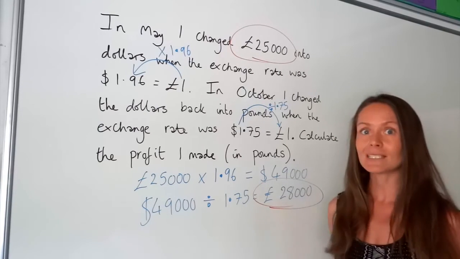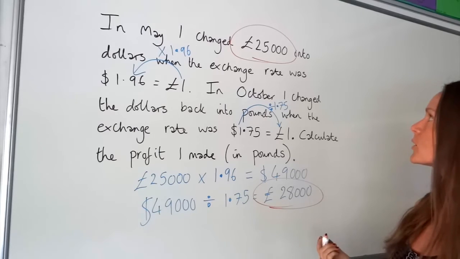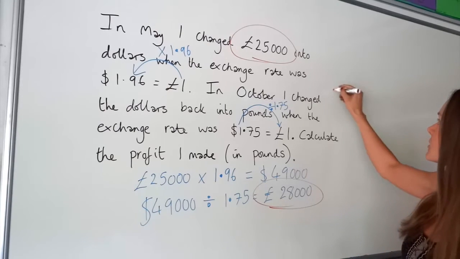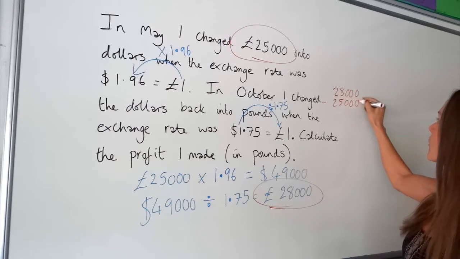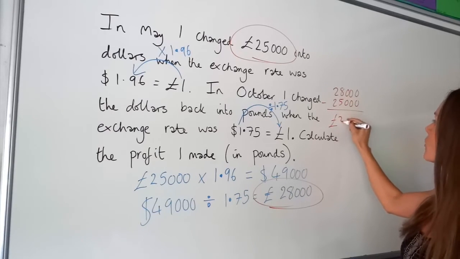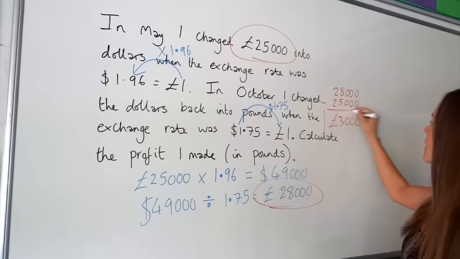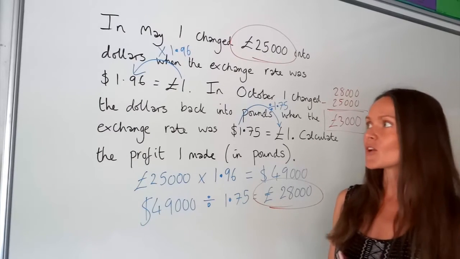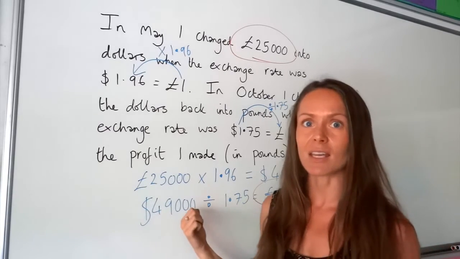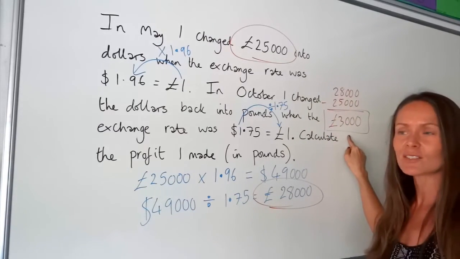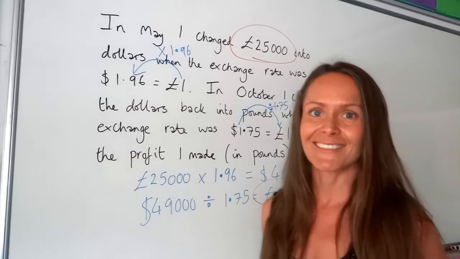October, we've got £28,000. So to work out the profit, will you just subtract the two to find the difference? Okay, you've probably already worked out what it is. So the profit was £3,000. So see, just by understanding currency exchange, if you get lucky, you can make a profit. Okay, I've got one more to finish.